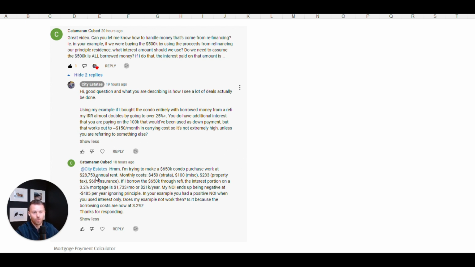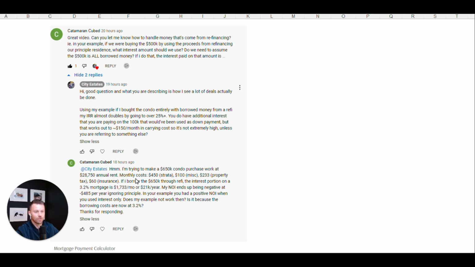Rent comes out to $28,750, what they're estimating, which is just around $2,400 a month. You have your maintenance costs, miscellaneous, which I think is a little bit high. You have property tax. Insurance also feels a little bit high. Maybe they're in Vancouver, where I know insurance is usually higher for condos.